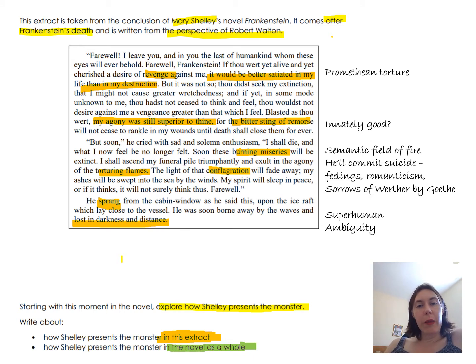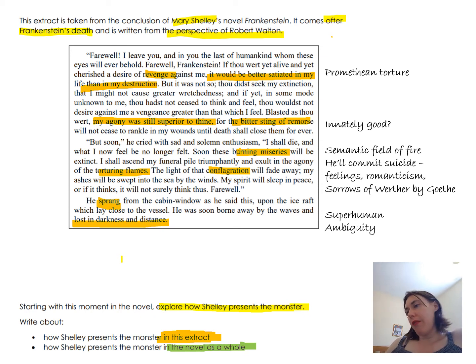Anyway, I've picked out here the fact that the monster says that Frankenstein cherished a desire of revenge against me. It would be better satiated in my life than in my destruction. That verb, satiated, means satisfied. So he's pointing out that life is a torture to him. It's much worse for the monster to keep on living than for the monster to die. And Frankenstein didn't realise that.